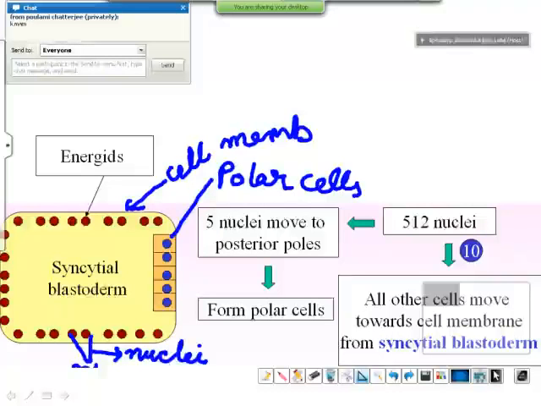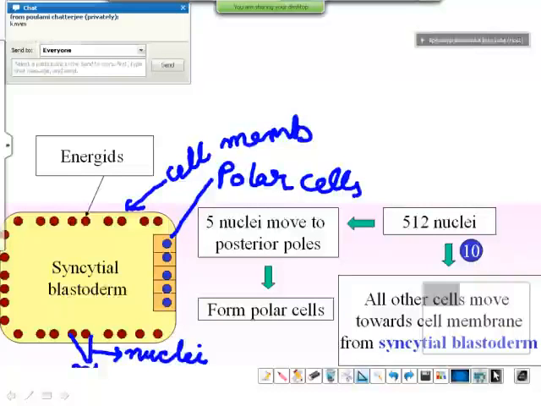So till 8th cleavage there was no problem, but when 9th cleavage happened, the polar cells were formed. And when 10th cleavage happened, the number of nuclei increased and they migrated towards the cell membrane. Now what is the concept of polar cells? Polar cells are those cells which will be responsible for the formation of gametes, reproductive cells. That's why they are present at the posterior pole, so the other side will develop into an anterior pole. It's as simple as that.